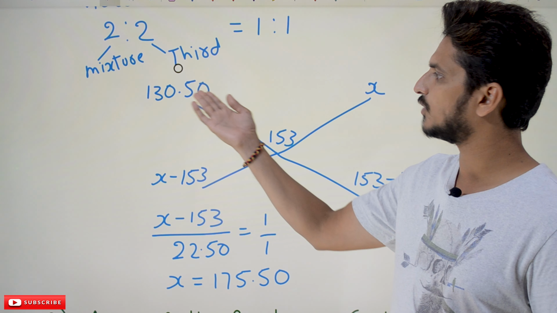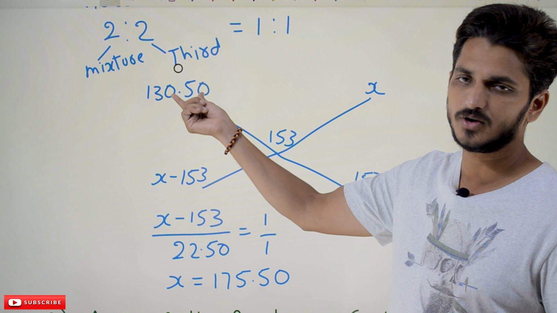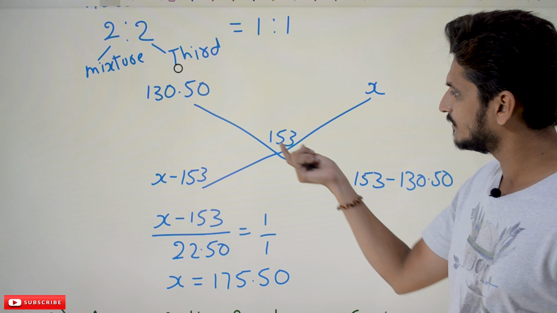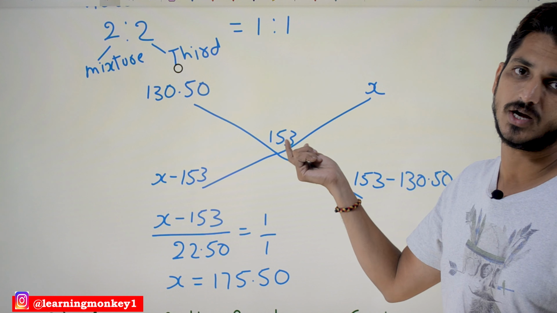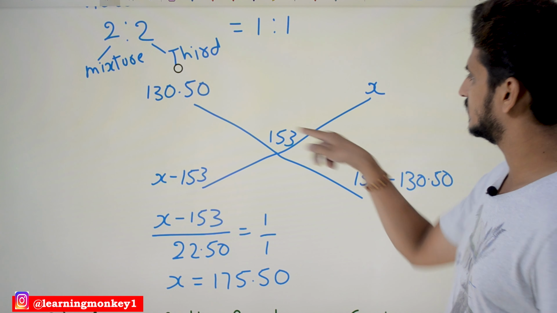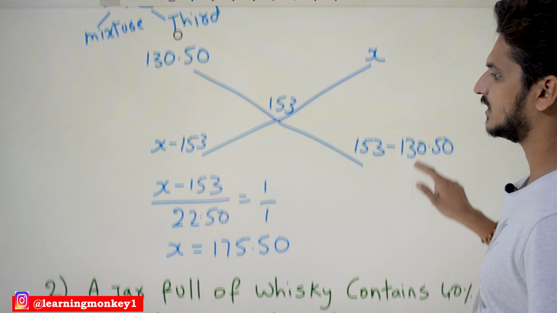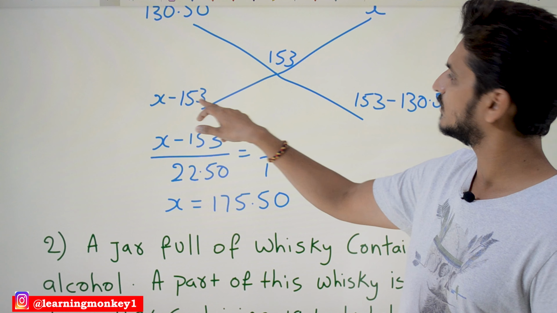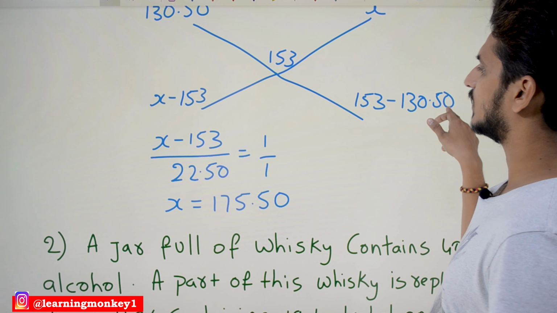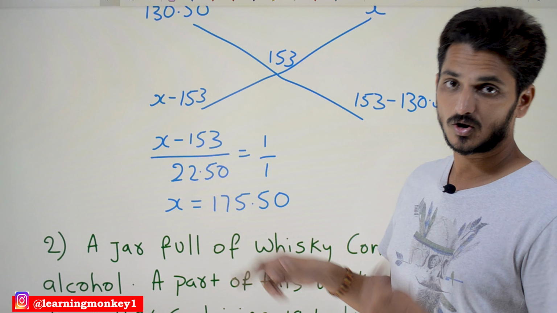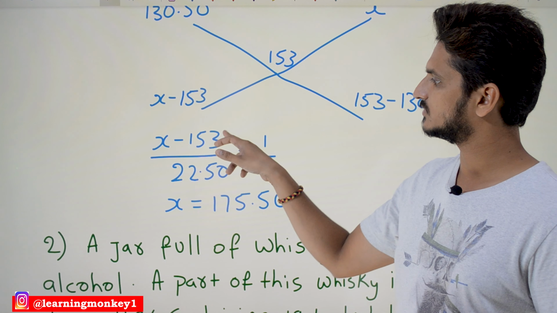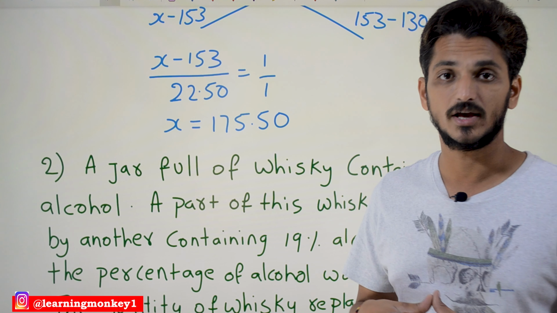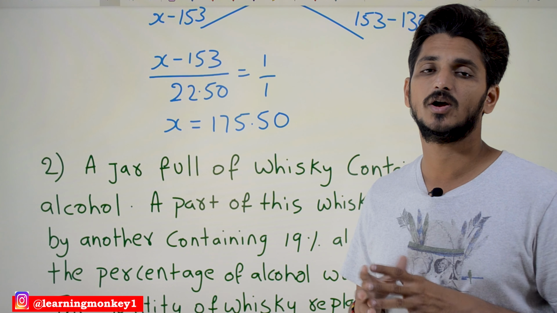It's very easy. What's the mixture cost? 130.50. What's the cost of the third variety? We have to find it, x. And what's the mean price? 153, it is provided. So x minus 153, and 153 minus 130.5. We discussed these topics previously. So this is the ratio: x minus 153 is to 153 minus 130.5. The ratio is already provided, 1:1. So x minus 153 by 22.50 is 1:1. x is equal to 175.50. The third variety cost is 175.50.